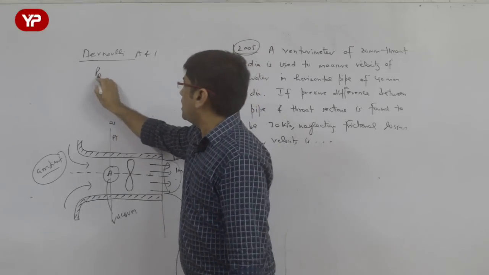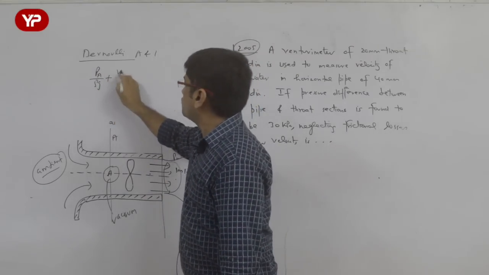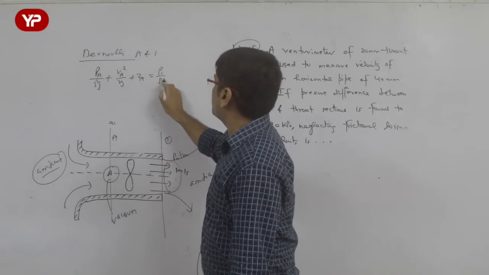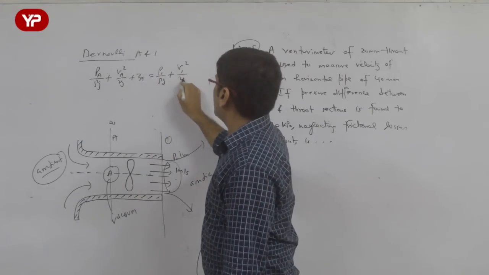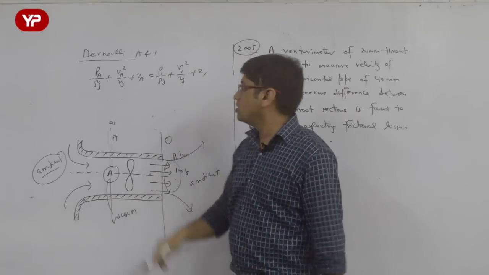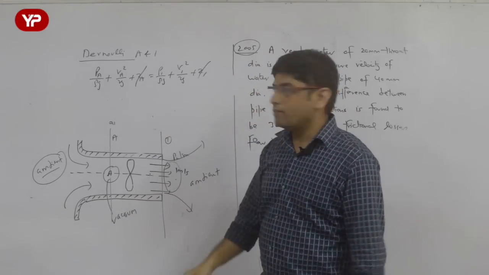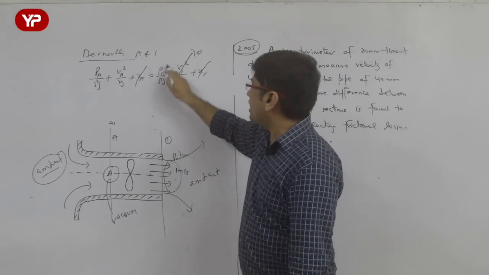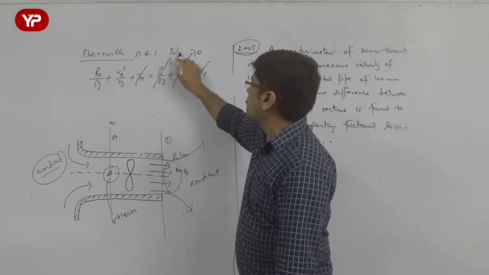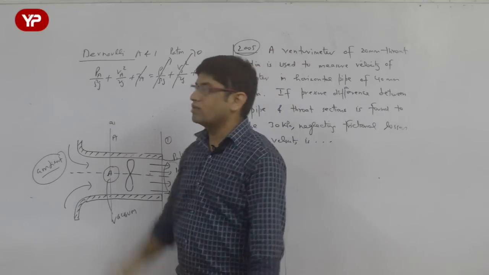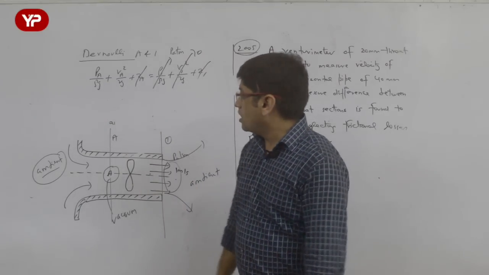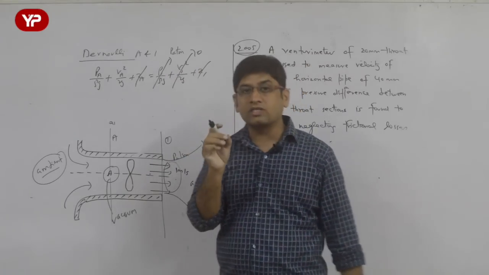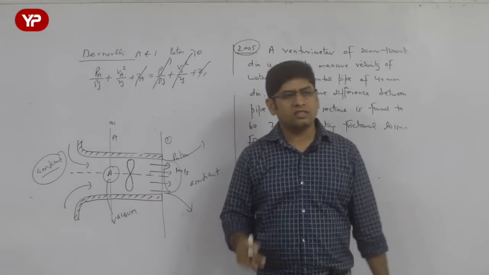Let us say P_A by rho g plus V_A squared by 2g plus Z_A is equal to P_1 by rho g plus V_1 squared by 2g plus Z_1. Now Z_A and Z_1 are equal and velocity at section 1 is 0. The pressure at 1 is nothing but P atmospheric, and I want to find out the pressure at point A.